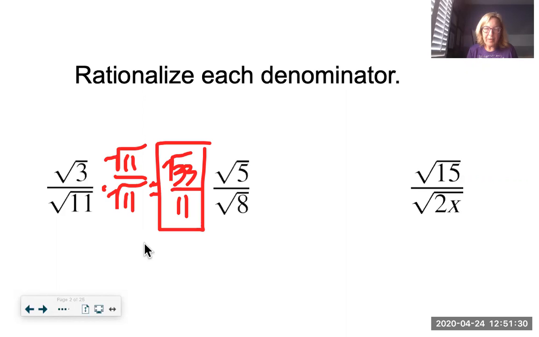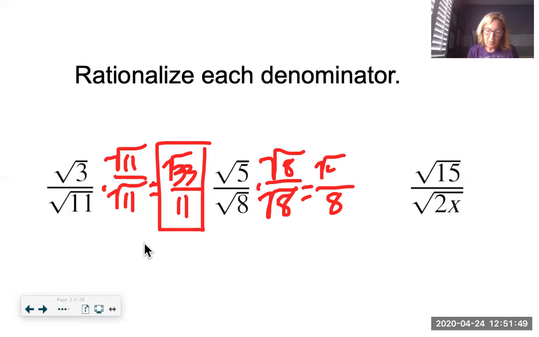All right, the square root of 5 divided by the square root of 8. Let's just multiply by a form of 1. Sorry about that. And now we have 8 in the denominator, and 5 times 8 is 40, the square root of 40 in the numerator.